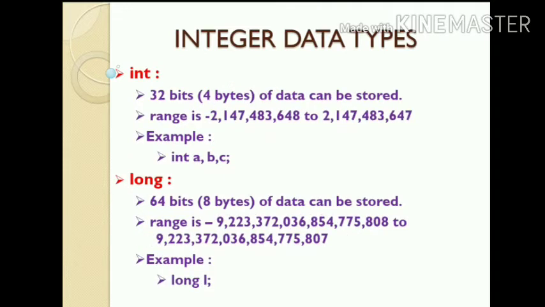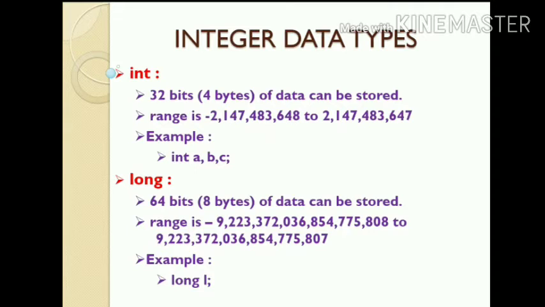Next, the int data type. It has 32 bits of data, that is 4 bytes of data can be stored. The range is minus 2,147,483,648 to plus 2,147,483,647. Example, int a, b, c; here a, b, c are the variables which are of int data type.